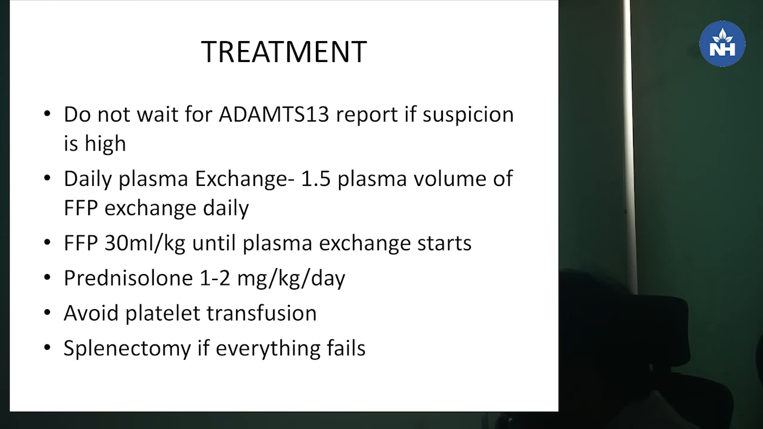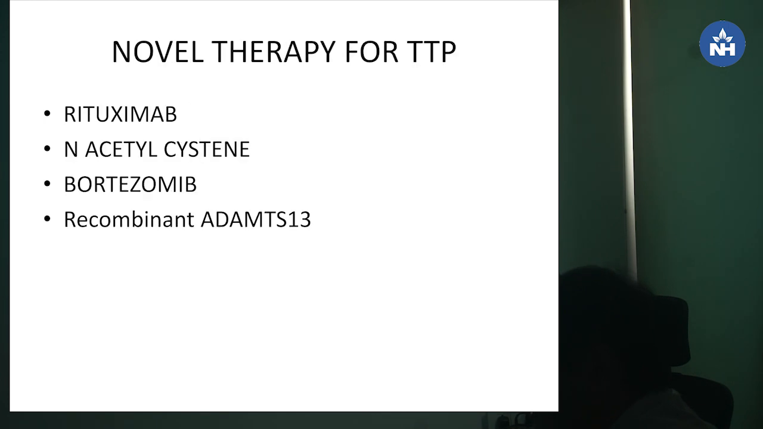Daily plasma exchange, 1.5 liter plasma volume of FFP exchanged daily, FFP 30 ml per kg until plasma exchange starts, prednisolone 1 to 2 mg per kg per day, and avoid platelet transfusion, splenectomy if everything fails. Novel therapy for TTP, this is actually under trial and not recognized till now, but this is tried for treatment of TTP: rituximab, N-acetylcysteine, bortezomib and recombinant ADAMTS13.